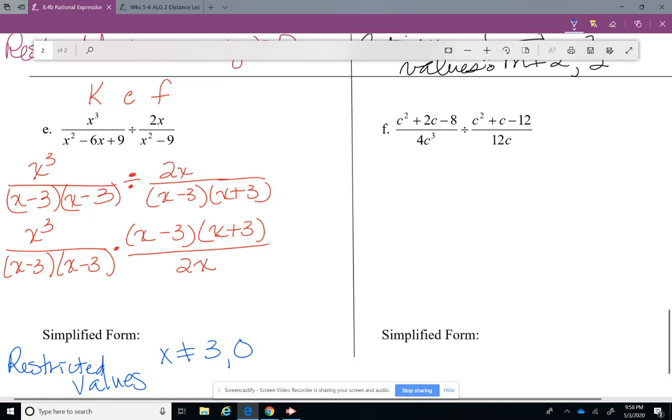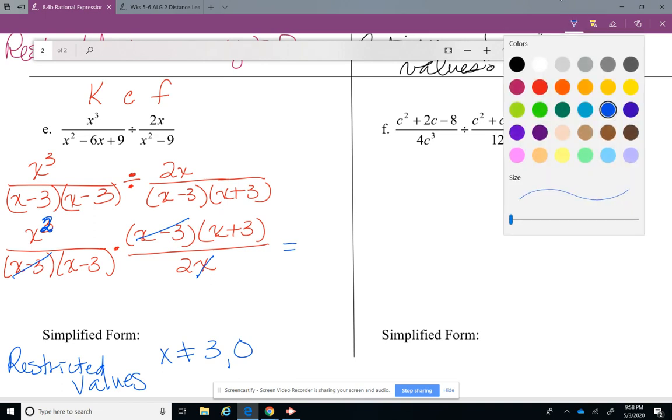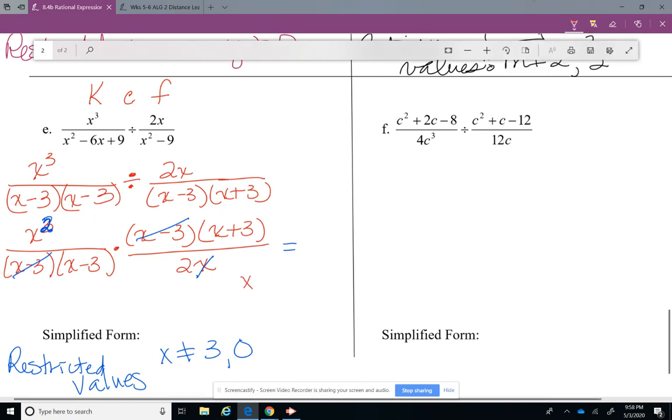All right, so now we're going to cancel. X minus 3 and x minus 3 can only cancel it once. Okay, there's an x on the bottom, and there's 3 x's on the top, so that turns to 2. So 3 minus 1 makes that x squared. All right, so my numerator has x squared, and it still has x plus 3. My denominator has a 2, and it has x minus 3. That is your simplified form.